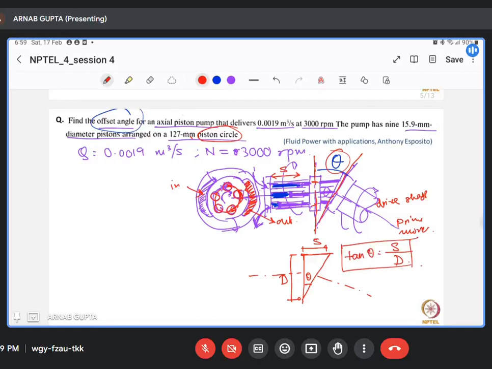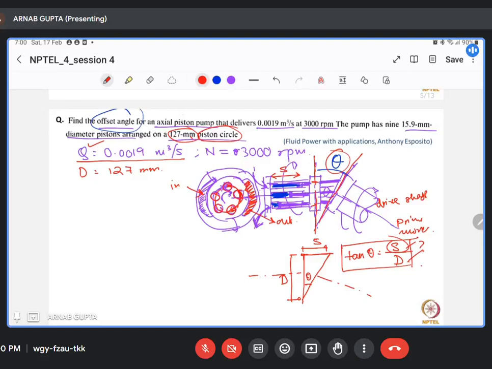But before that, we should be knowing both S and D. In the question, you are given D, which is 127 mm. But you are not given S. So how to calculate S? From the volumetric displacement term, you will be able to calculate S. Okay, this is not volumetric displacement, this is discharge.